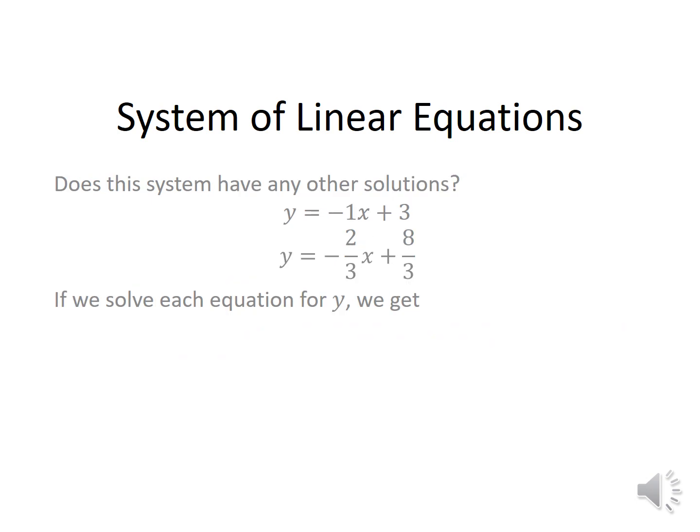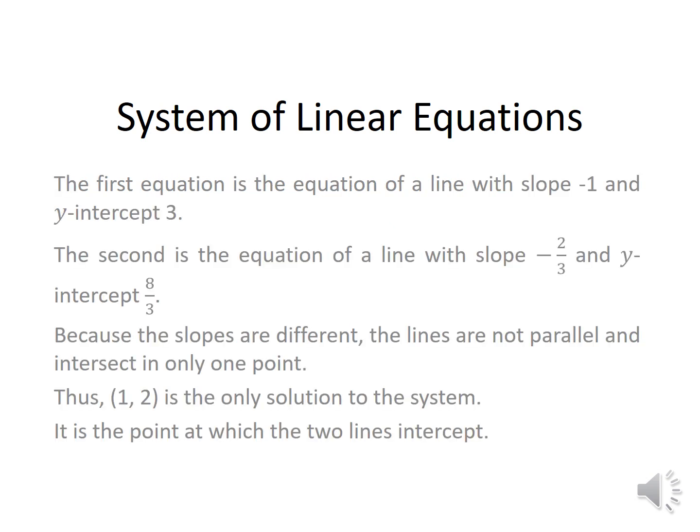Does this system have any other solution? We can convert the two linear equations into slope-intercept form, because in this form, we can identify the slope immediately. The first equation is the equation of a line with slope -1 and y-intercept 3. For the second equation, the slope is -2/3 and the y-intercept is 8/3.